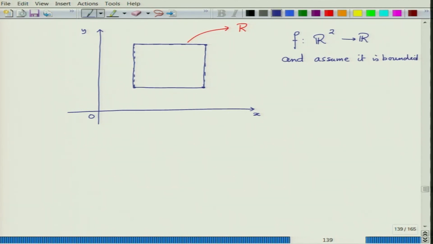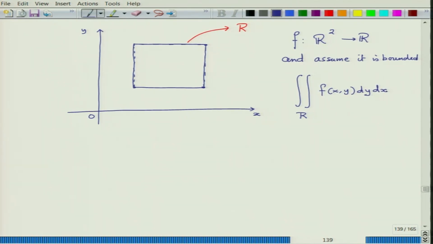I do not bother much whether this function is bounded, whether this function is non-negative or not, and I seek to find the definition of the integral over a given rectangular region of f(x,y) dy dx. I seek to find a meaning to this integral. What does this integral mean? That is the thing that I want to seek and find.